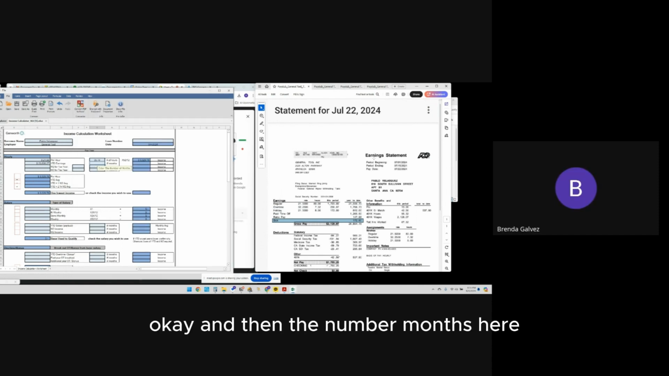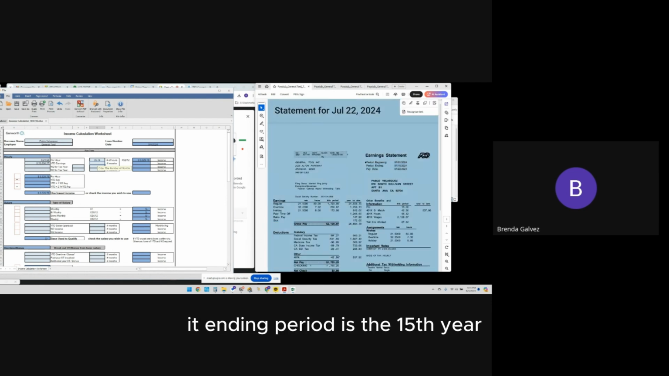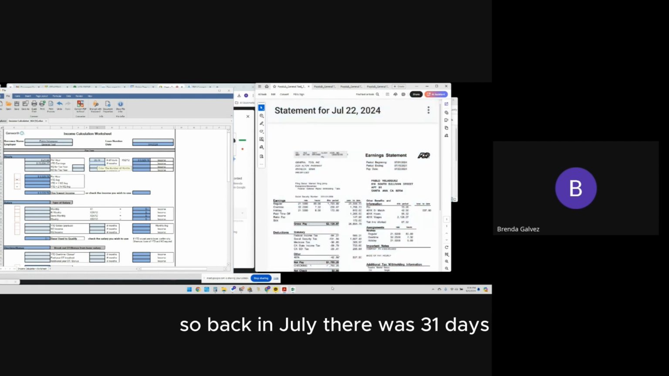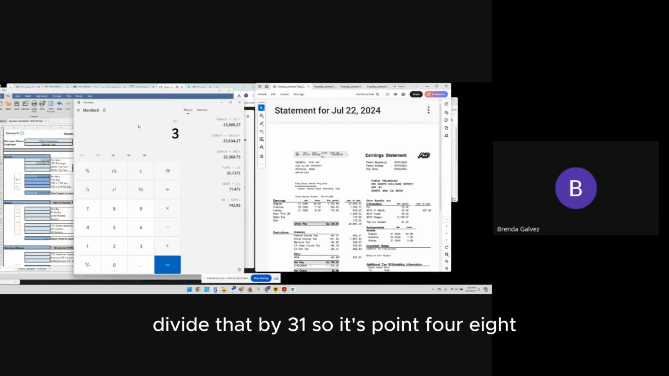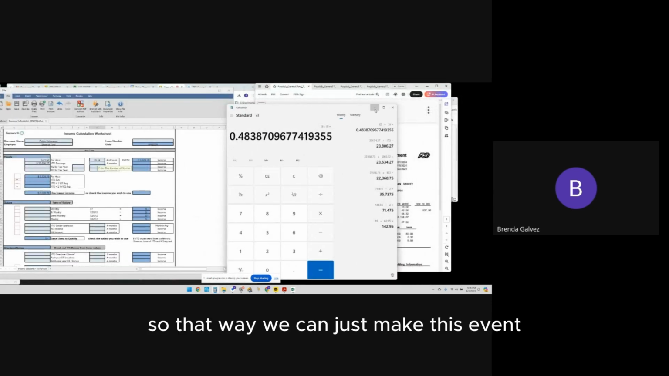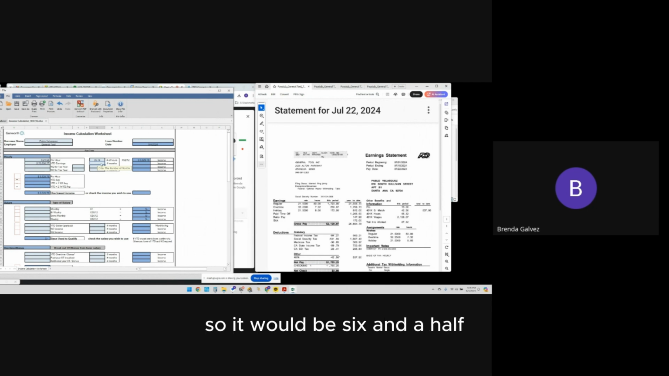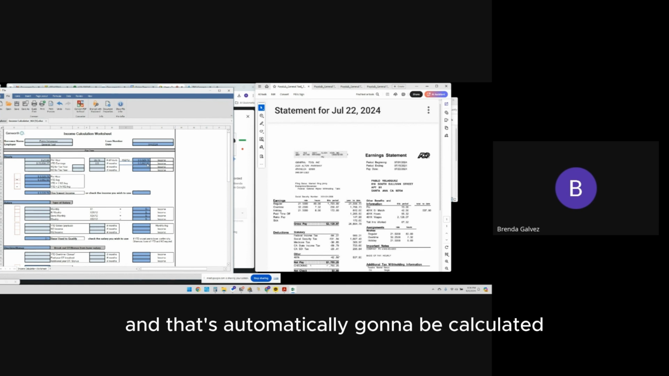Okay. And then the number of months here. So we're going to see his pay period ending is the 15th here. So back in July, there was 31 days. So we're going to do 15 divided by 31. So it's 0.48. We can just round this up to 0.5, so that way we can just make this even. So it'd be 6.5. So it'd be 6 months, the full January through June. That's 6 months, and it's half because it's only been half of the pay period. And that's automatically going to be calculated.